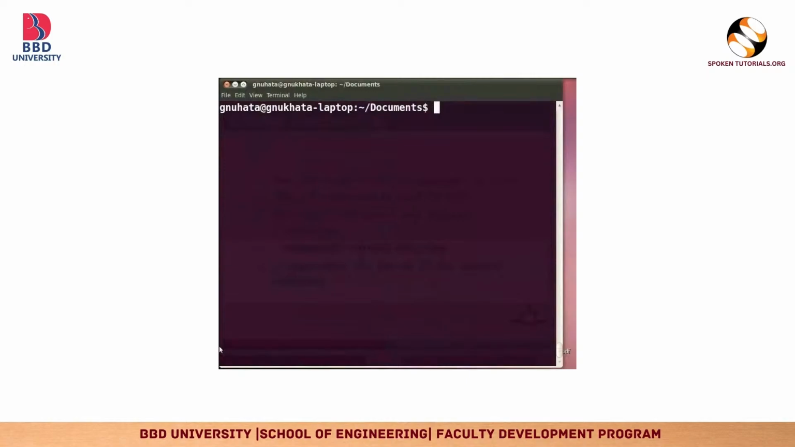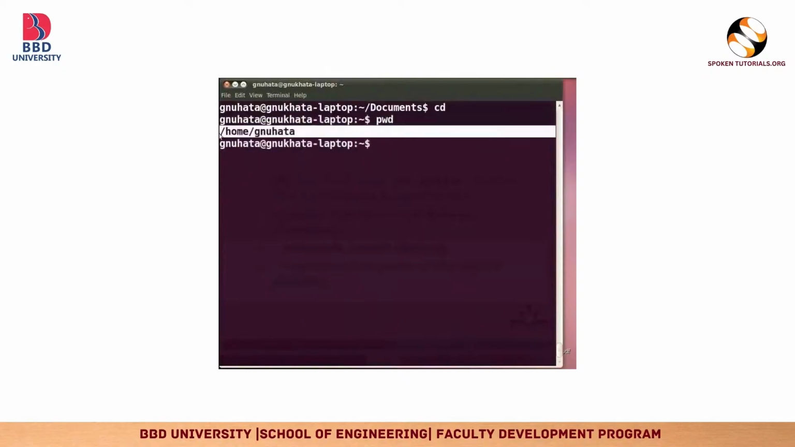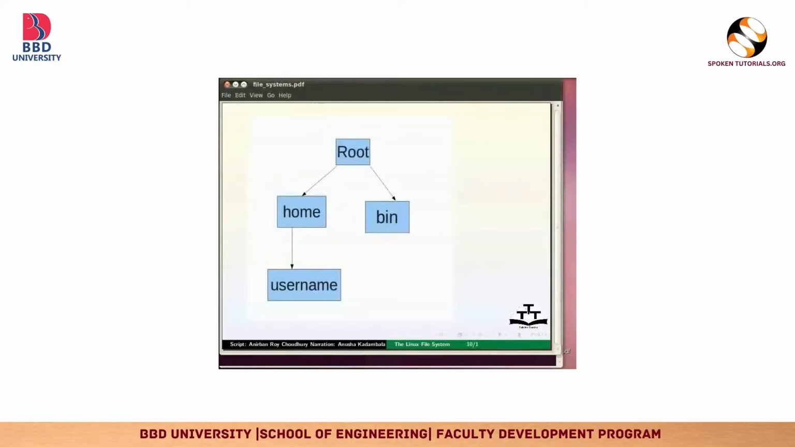To go back to our home directory by cd command, type cd and press enter. Again check our current directory by pwd command. We are back to /home/nukhata. We can combine any number of dot dot separated by slash in a relative path.